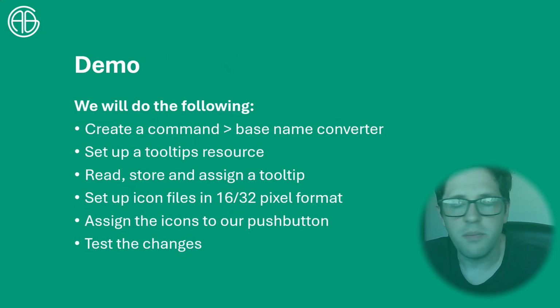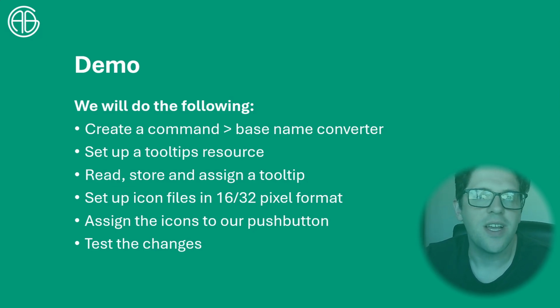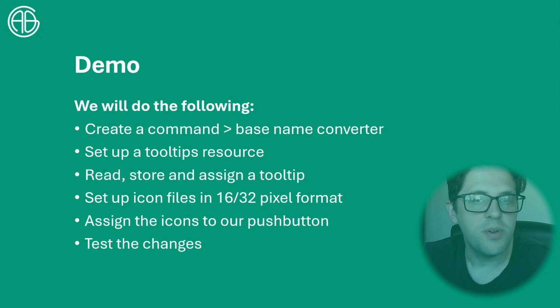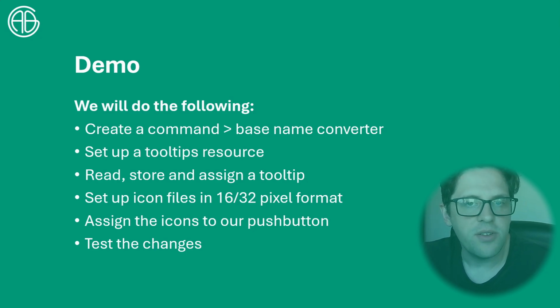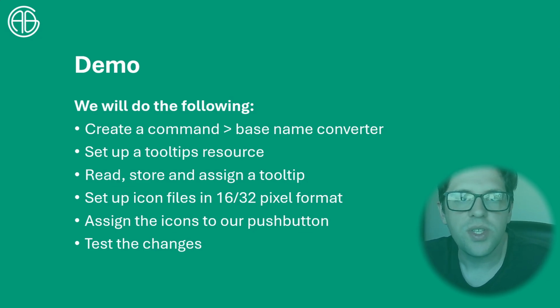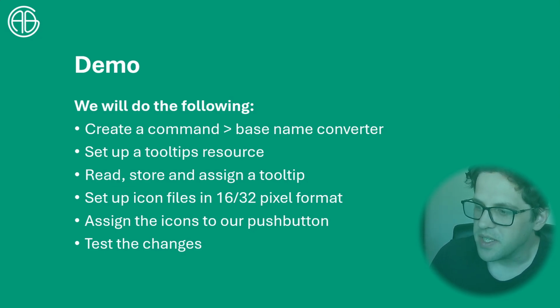So the demo is going to be quite a big, relatively complex one. In this case, we're going to be firstly creating our command to base name conversion step, then setting up our tooltip resource and the means of how we can access that tooltip. Then we're finally going to look at setting up icon files in both a 16 and 32 pixel format, and then assigning those icons to a push button and developing a method so that we can convert them to image sources, and finally testing our changes in Revit. So quite a lot to do in this video. But by the end of this, we'll be able to really quickly set up other types of tools.